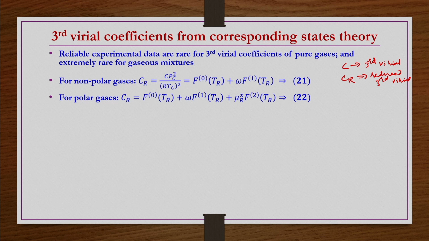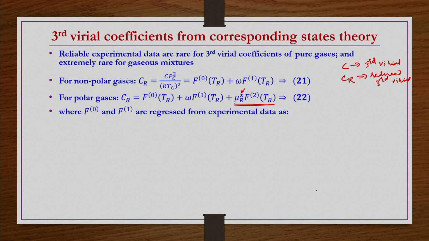Similarly, for polar gases they have proposed Cr as equal to F naught function of Tr plus omega F1 function of Tr, plus additionally a term associated with the reduced dipole moment, that is mu r power x F2 function of reduced temperature Tr. This x is a substance dependent empirical constant.